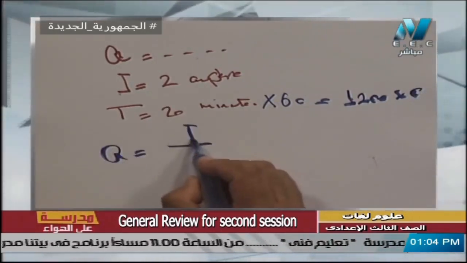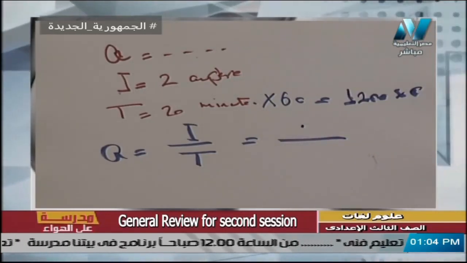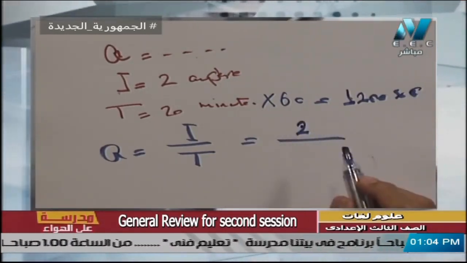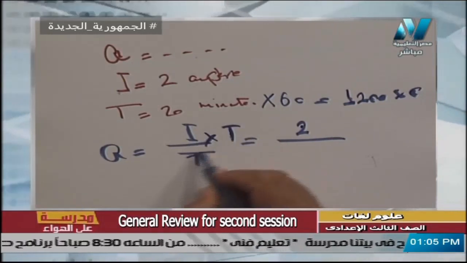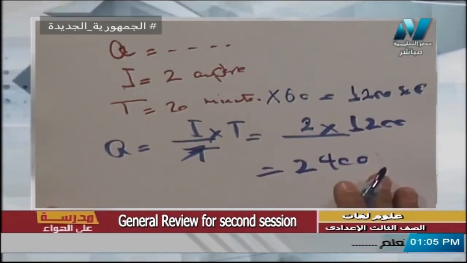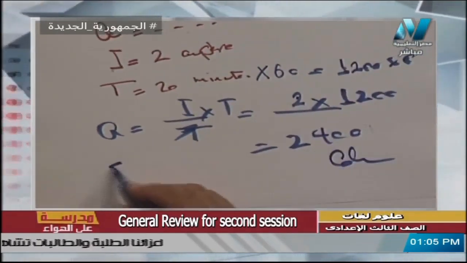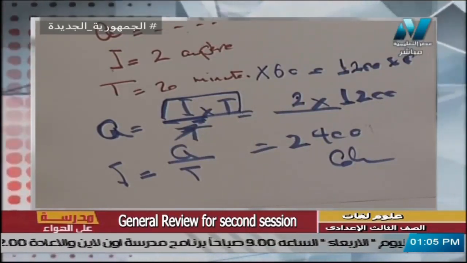Q equals I by T, sorry. Q equals I by T, 2 by 1200, it will be 2400 coulomb. The original law is I equals Q over T, so Q will be I by T, I by T, not I over T. So it will be 2400 coulomb. We should be careful: in this problem, Q equals I by T, not I over T.